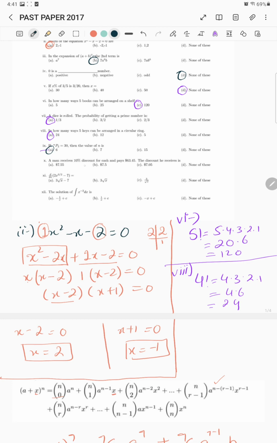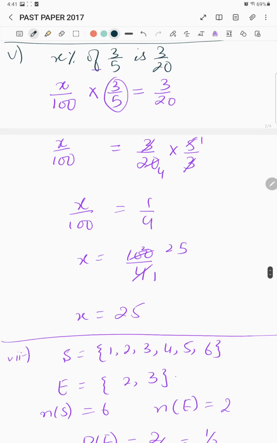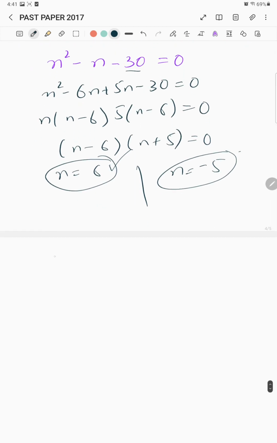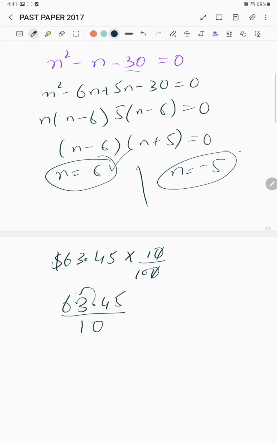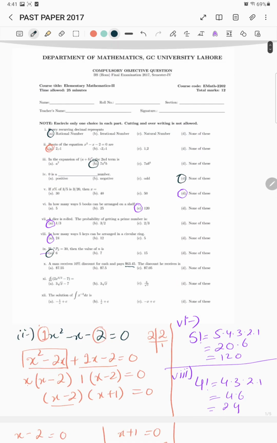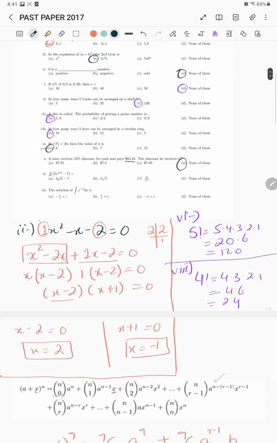A man receives 10% discount for cash and pays $63.45. So a man pays $63.45 and he gets a discount of 10%. So what is 10% of this? It's 1 by 10. It's 63.45 divided by 10. So the point will move over here. 6.345. So he gets a discount of $6.345. There is no option stating 6.345, so the answer is none of these.